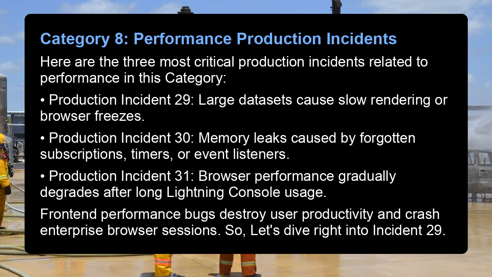Category 8 performance production incidents. Here are the 3 most critical production incidents related to performance in this category. Production Incident 29: large datasets cause slow rendering or browser freezes. Production Incident 30: memory leaks caused by forgotten subscriptions, timers, or event listeners. Production Incident 31: browser performance gradually degrades after long Lightning Console usage. Front-end performance bugs destroy user productivity and crash enterprise browser sessions. So, let's dive right into Incident 29.